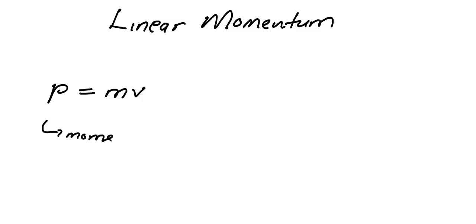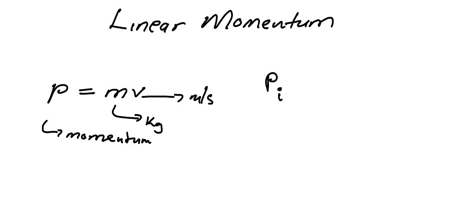That's the M. Then we have mass, which is supposed to be in kilograms. This is our mass in kilograms. Then we have velocity, which is in meters per second. Now we can have initial momentum or final momentum. Initial momentum means we're using mass and the initial velocity. You can have final momentum, which is just mass and the final velocity.